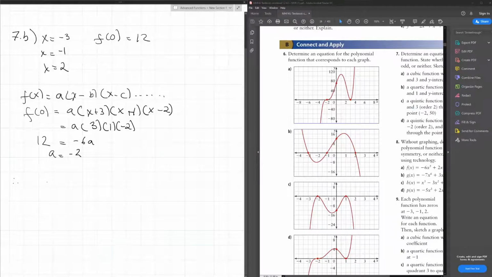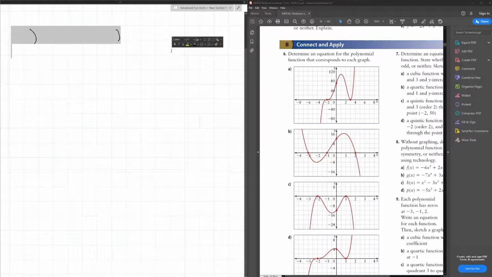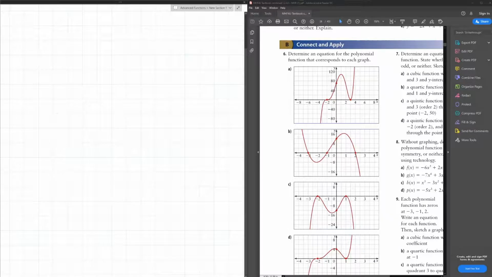Therefore, the equation would have to be, well, it's an equation, right? Yeah, equation. So let's just write it. y equals negative 2 times x plus 3 times x plus 1 times x minus 2. Now let's do the same thing for C. Where did my, there it is. 7C.